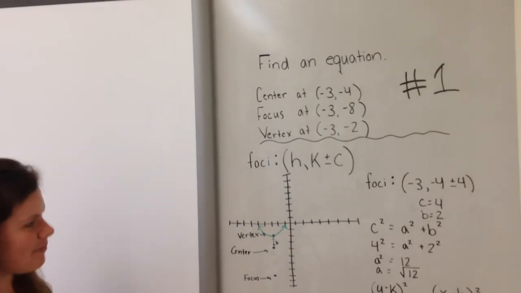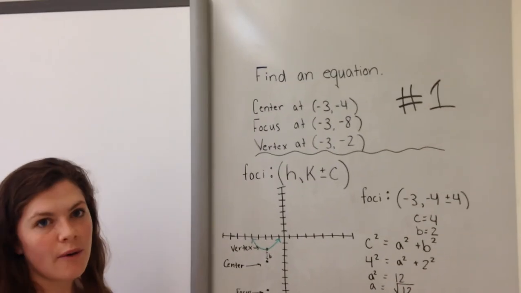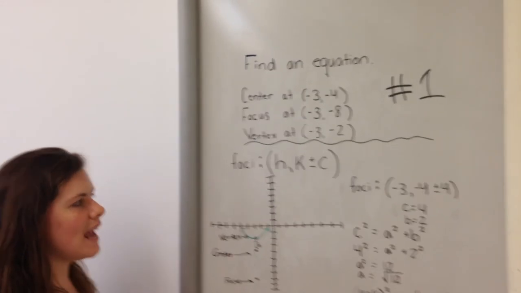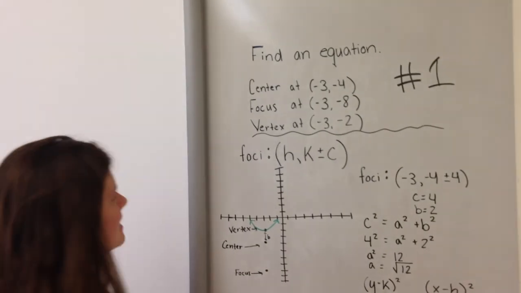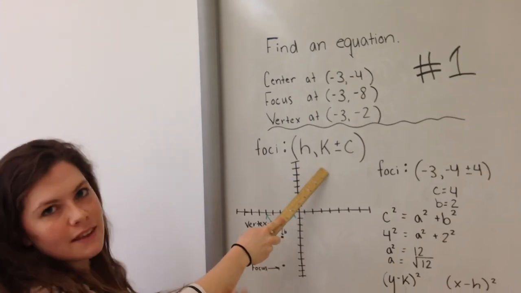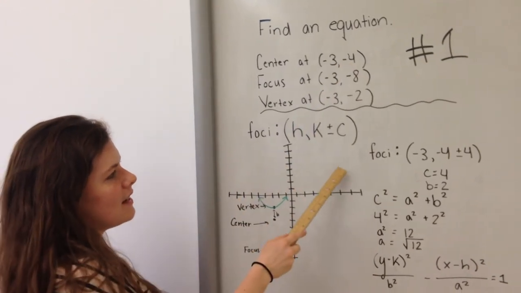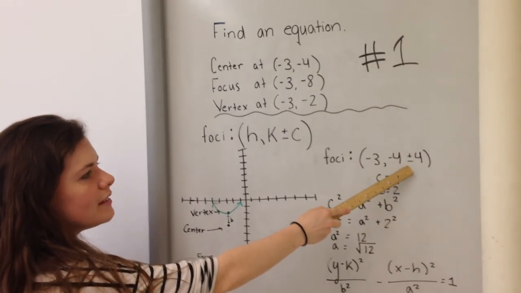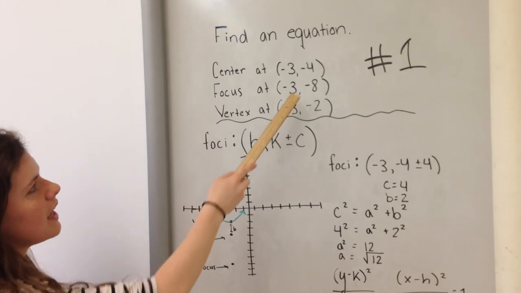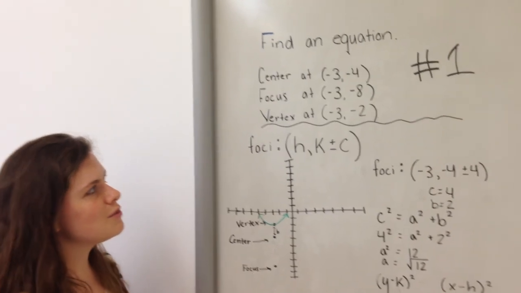Once I knew this, I then decided that I should figure out what h, k, and c were. I determined that h and k signify the center. So h is -3 and k is -4, and then using that I determined that c would thus equal 4, because in order to get -8 from -4, you would have to subtract 4.